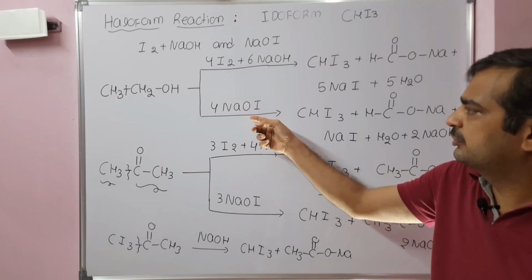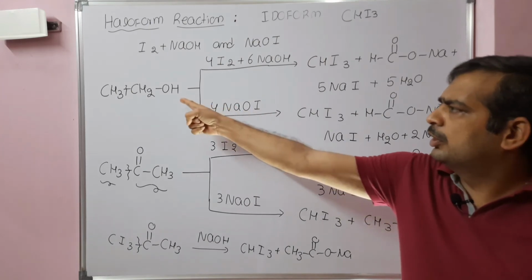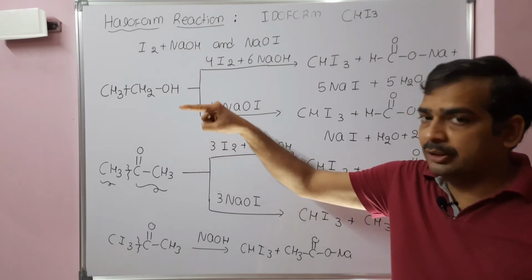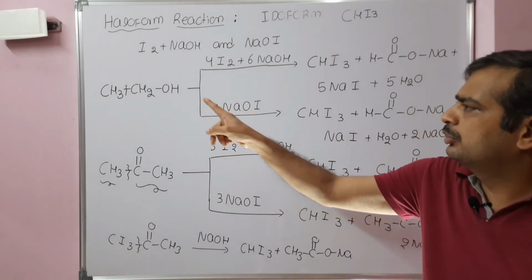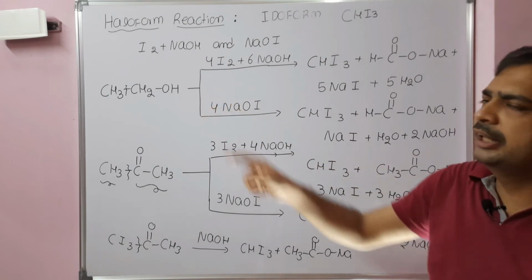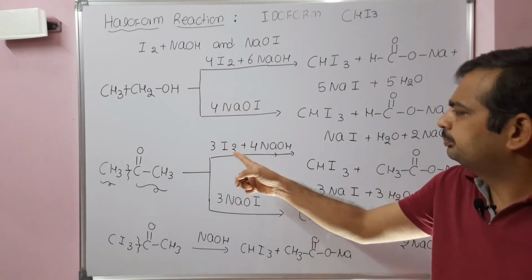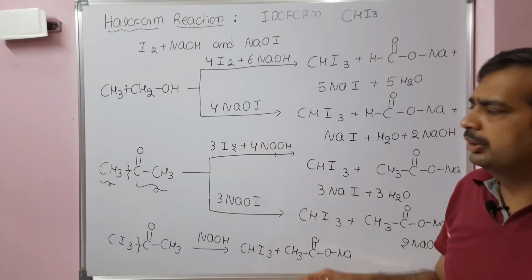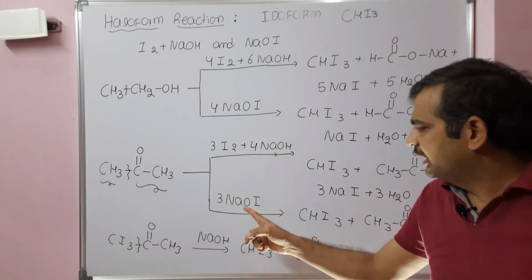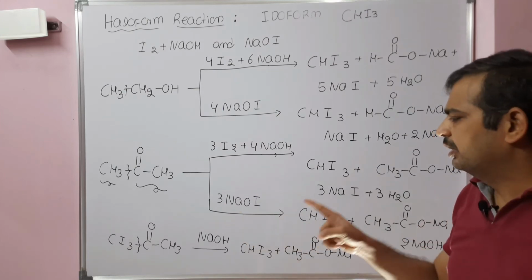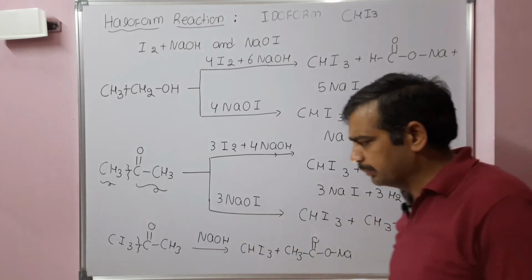Why 4 moles of sodium hypoiodide? 1 mole is used to convert alcohol to aldehyde, and then the remaining 3 moles are used to convert 3 hydrogens to 3 iodines. Similarly, acetone needs 3 moles of iodine and 4 moles of sodium hydroxide, or 3 moles of sodium hypoiodide. Finally, triiodoacetone requires only 1 mole of sodium hydroxide.